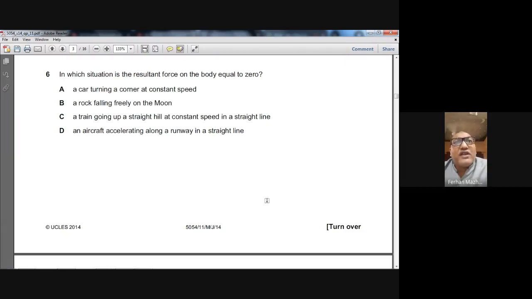A rock falling freely on the moon has a resultant force in the downward direction. A train going up a straight hill at constant speed: yeah, this can be the answer, because constant speed means the forces are balanced in a straight line. So C can be the answer. An aircraft accelerating along a runway in a straight line: if an object is accelerating, its forces are not balanced. It has a certain resultant force. So I think C is the best answer. Question number 6. C is the right answer.